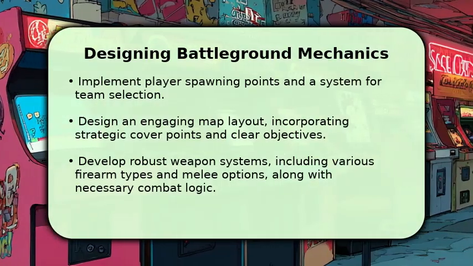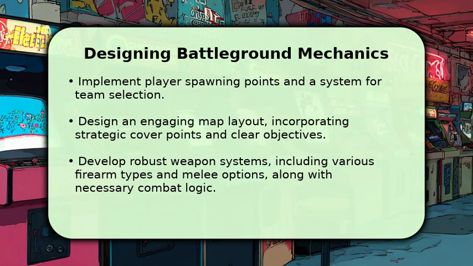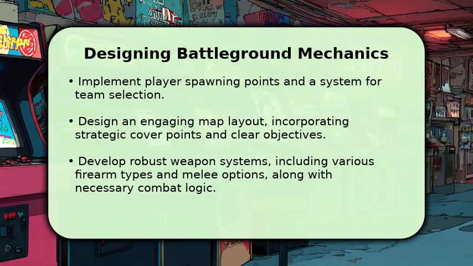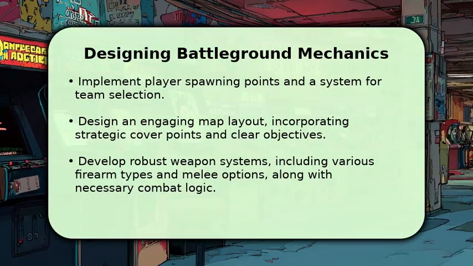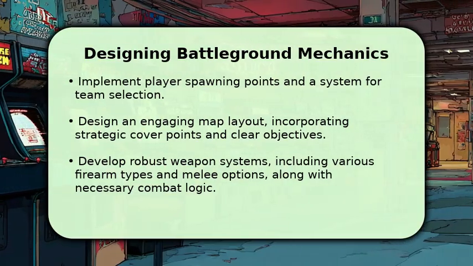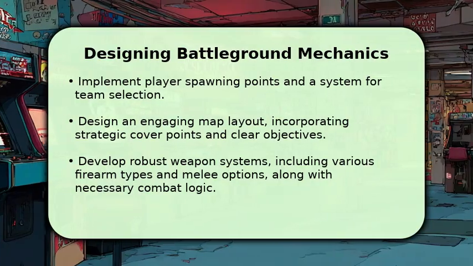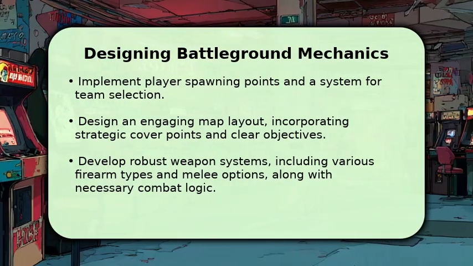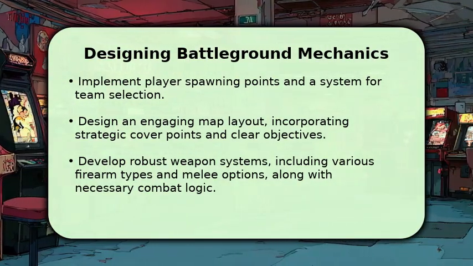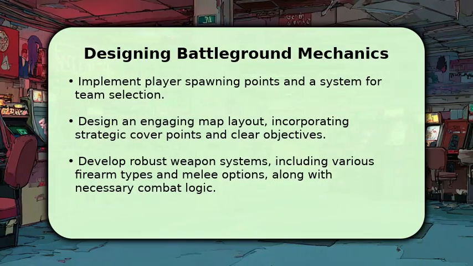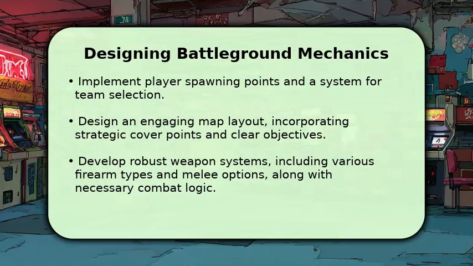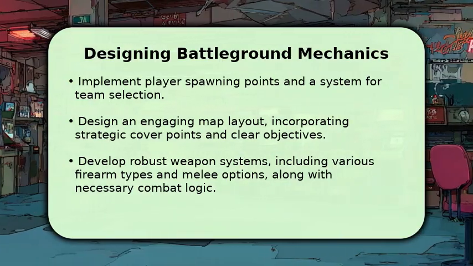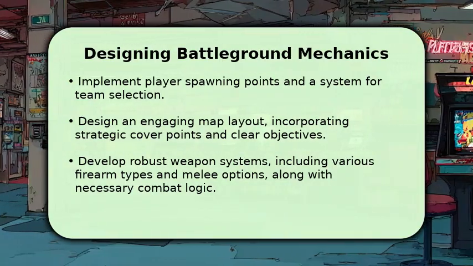Next, focus on the core mechanics of your Battlegrounds game. Implement player spawning points and a system for team selection, allowing for up to 16 players per round. Design an engaging map layout, incorporating strategic cover points and clear objectives. Develop robust weapon systems, including various firearm types and melee options, along with the necessary combat logic to ensure fair and exciting gameplay for everyone involved.